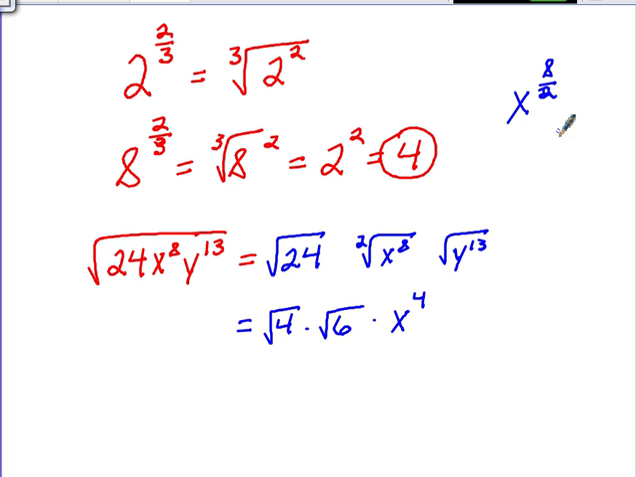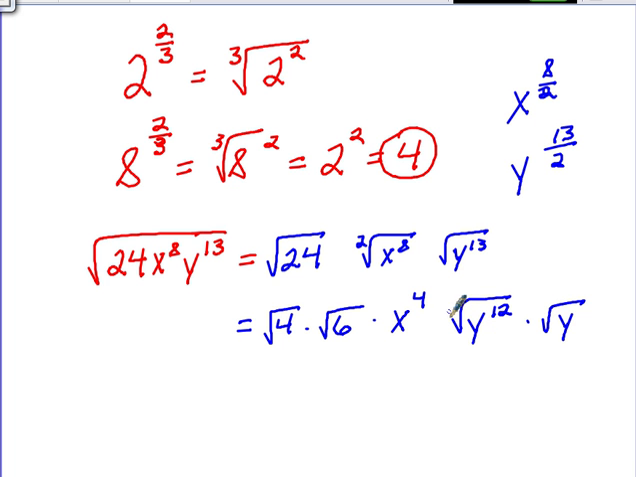The square root of y to the 13th. That's 13/2 power. You can't do it. We can't do 13/2 power, but we can split this. Let's split into the square root of y to the 12th times the square root of y, because we can do 12/2 power.